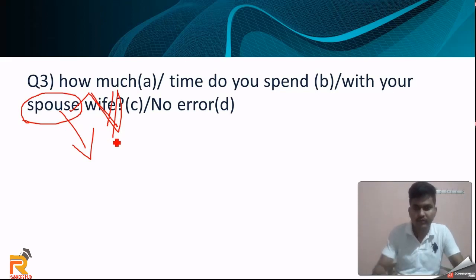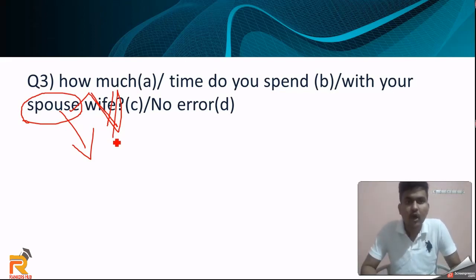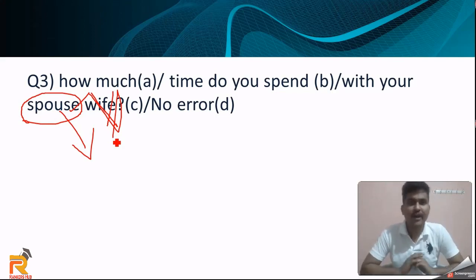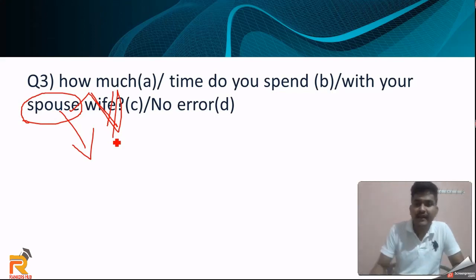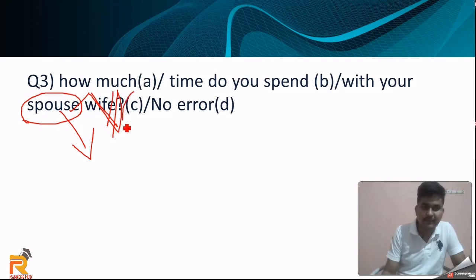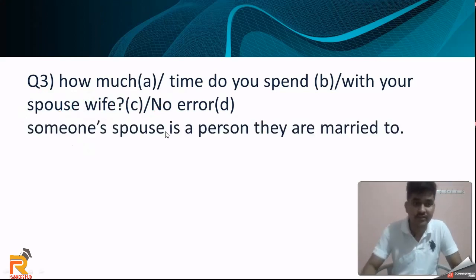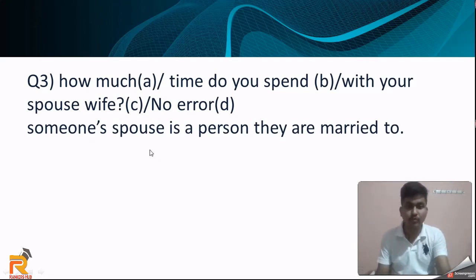What's the correct way of using it then? It's quite simple. How much time do you spend with your spouse? Stop it there. You don't have to do anything else. So the error lies in part C. That's going to be your answer. See guys, the explanation is written. Someone's spouse is a person they are married to. Simple as that. So you never say spouse husband or spouse wife, please.